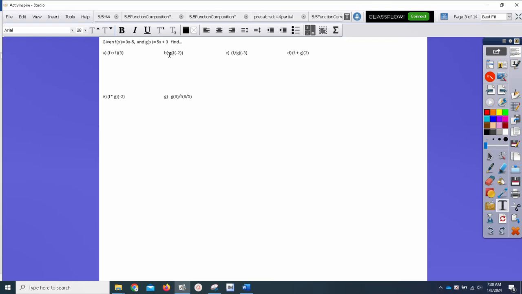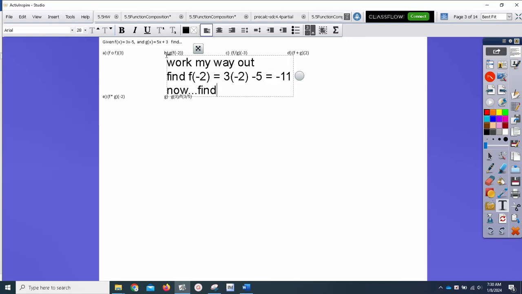Here we're supposed to find g of f of negative 2. I'm going to work my way out. I'm going to find f of negative 2 first. 3 times a negative 2 minus a 5 is a negative 11. And now I'm going to find g of negative 11. And g is 5x plus 3. So 5 times a negative 11 add a 3 is negative 52 all day long.